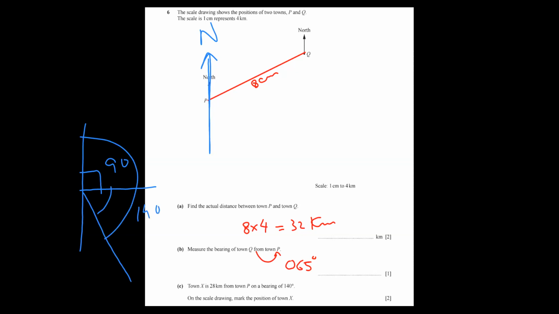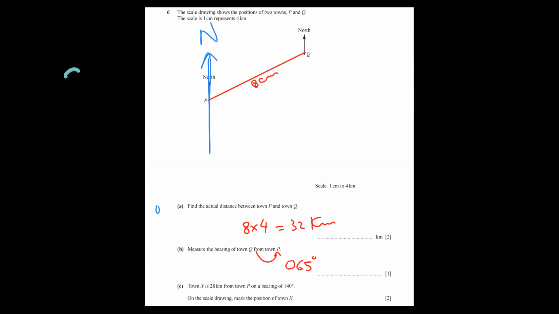So if I apply the same story, I will keep the protector, this D, this cross, at this point, and this zero, I will meet with this north, here, and then I check where I get the angle. So I need a 140-degree angle, and let's see how we can get 140 degrees approximately. And he said 28 kilometers, and you know that according to the criteria, 28 kilometers divided by 4. So 28 divided by 4, we got 7 centimeters, because I converted from kilometers to centimeters.